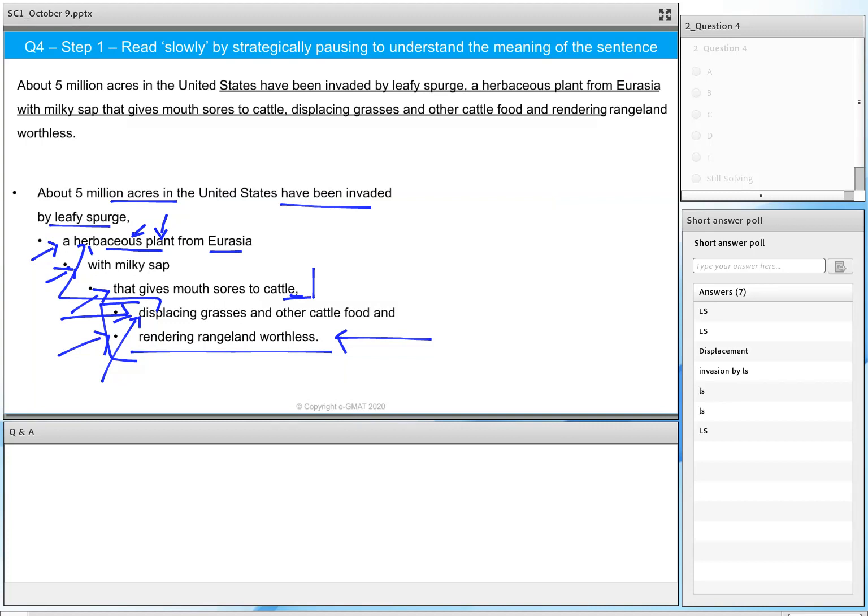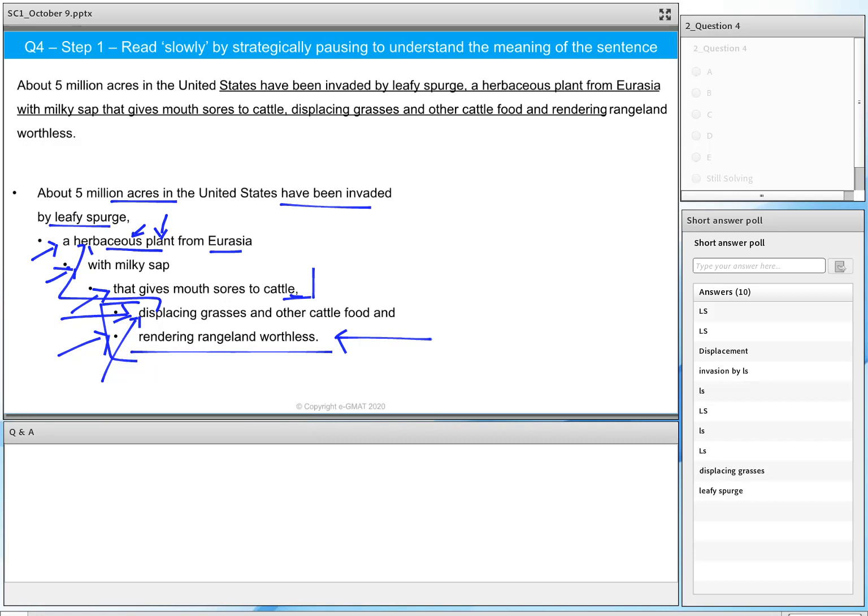I see that answer over there. That's the most precise answer. It is the displacement. Come to think about it. Leafy spurge displaces grasses and other cattle food. And the result of this displacement is that the grazing grounds become useless. Why? Again, we are inferring this meaning. Why? Because the cattle get mouth sores from eating leafy spurge.